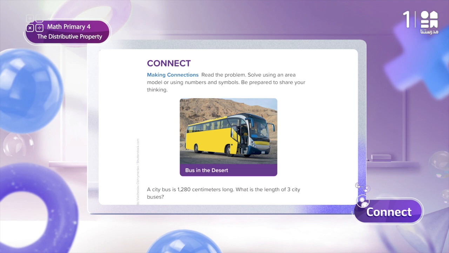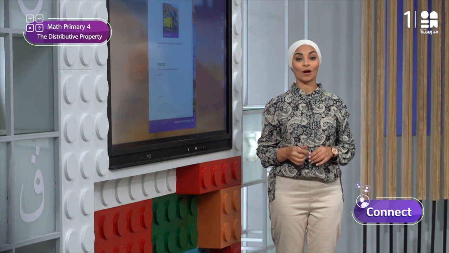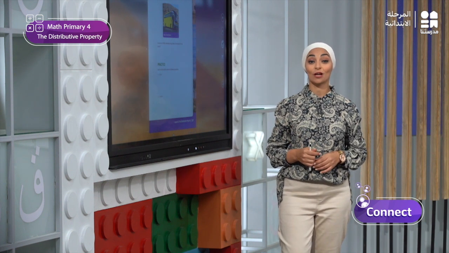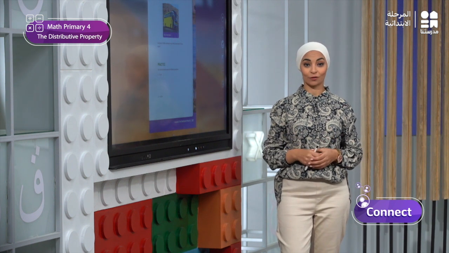Here a city bus is 1,280 centimeters long. What is the length of 3 city buses? Now I will give you some time and the chance to solve it in your own way. When we get back, we will see how it is solved.